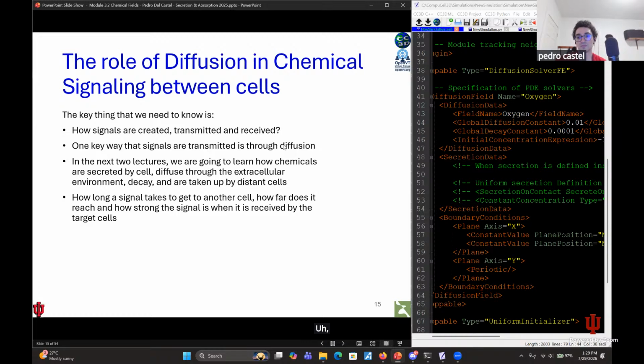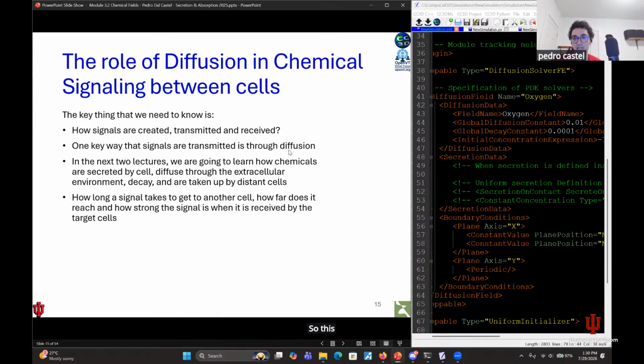I want to remind you before we proceed that diffusion, secretion, and absorption play a critical role in signaling between cells, because a cell will often secrete a signal that the other cell will absorb, and as a consequence, will change the behavior of the absorbing cell. There is a time from the secretion of the signal and the arrival of the signal at this other cell, and they can establish this communication and change their behavior accordingly.